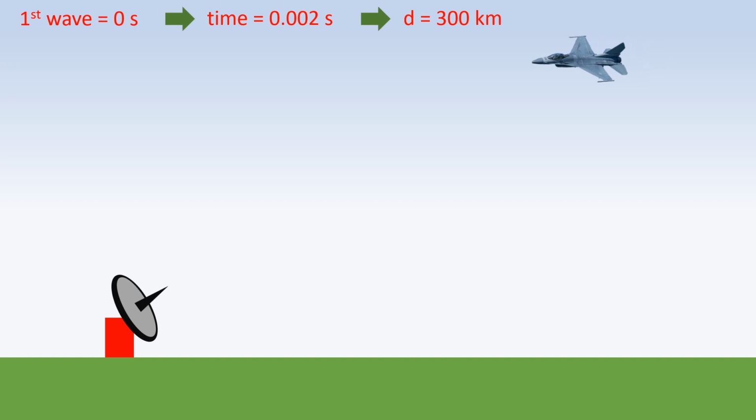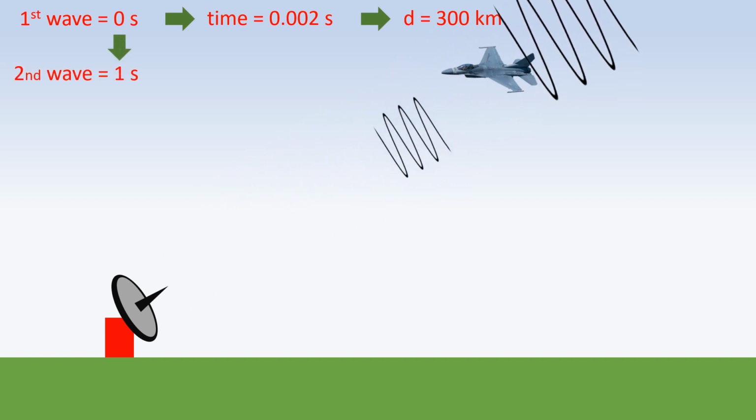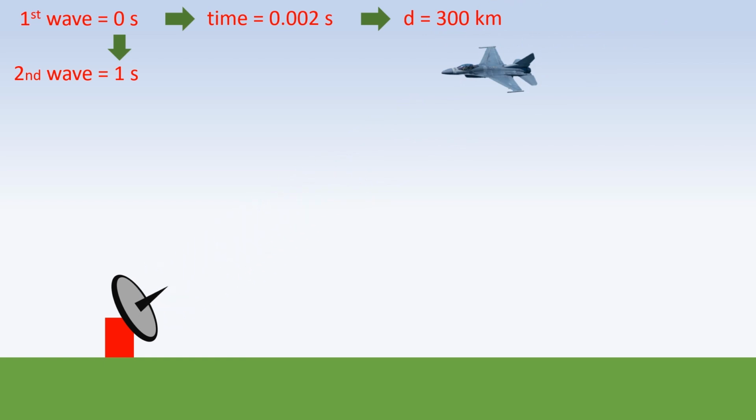Here, we can see that the aircraft is moving. Now, 1 second after the first wave is transmitted, the second wave is transmitted. The second wave returns to the radar after 0.001998 seconds. The calculated distance is 299.7 kilometers. By comparing the distance data of the first and second waves, we can calculate the speed of the aircraft.